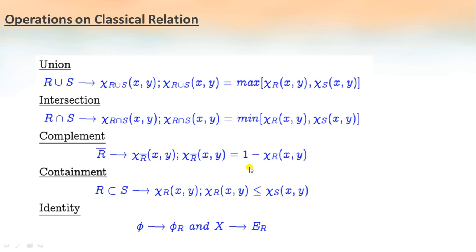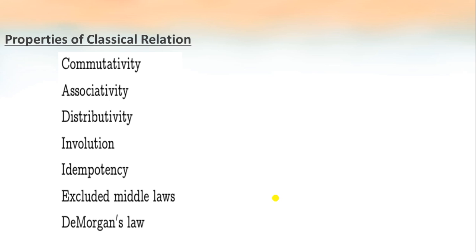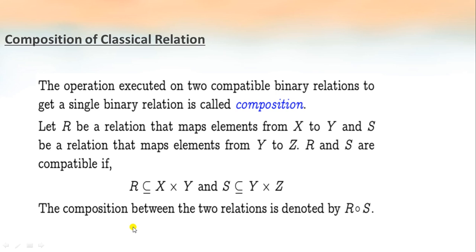Next is complement, that is 1 minus psi of R of x comma y, and the containment means if R is a subset of S, which represents psi of R of x comma y will be less than or equal to psi of S of x comma y, and the last operation is an identity operation. These are the properties defined on a classical relation: commutativity, associativity, distributivity, involution, idempotency, law of excluded middle, and De Morgan's law.